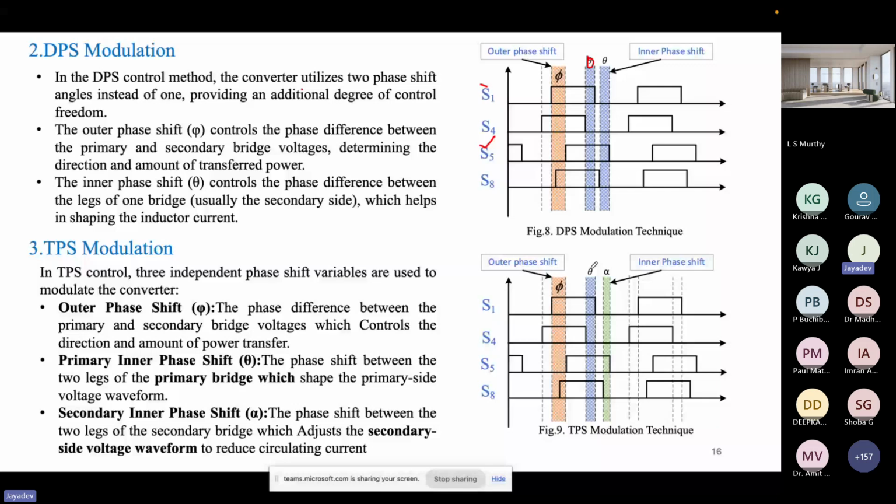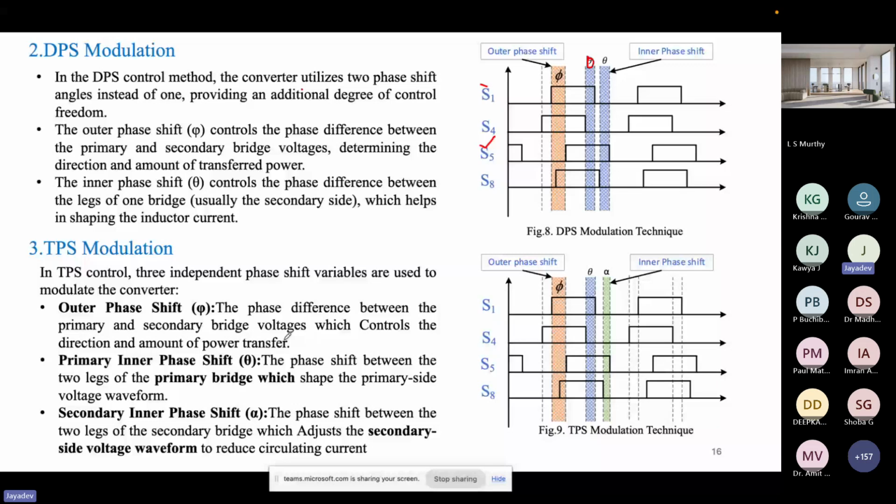In this case, if you implement closed loop control according to the voltage and the current requirement at that time, the phase shift will change. In this way, you can dynamically reduce the circulating current more compared to the DPS control. But the complexity also increases very much; implementing TPS control in a hardware experiment is very difficult. You need a lot of expertise.